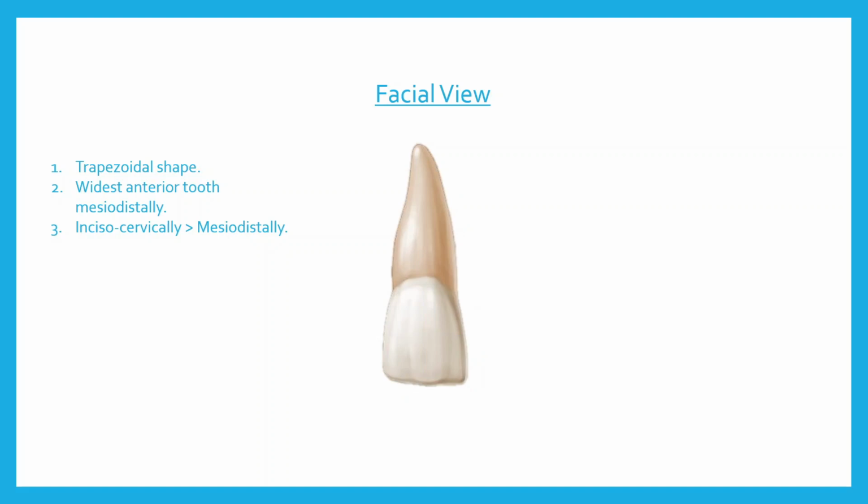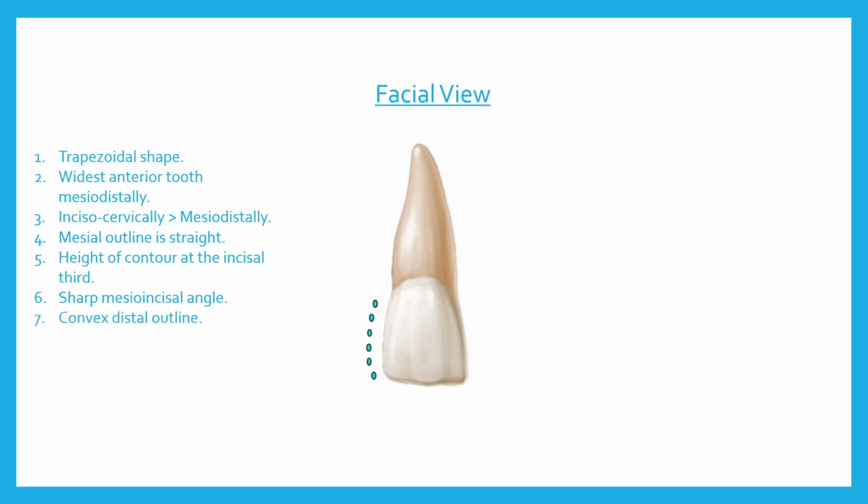The mesial outline is straight, with a crest of curvature or the height of contour being in the incisal third. The mesio-incisor angle is a right angle and is quite sharp. On the other hand, the distal outline is more convex than the mesial outline, with the crest of curvature being at the junction between the middle and incisal thirds of the crown, and the distal incisor angle is more curved than the sharper mesio-incisor angle.